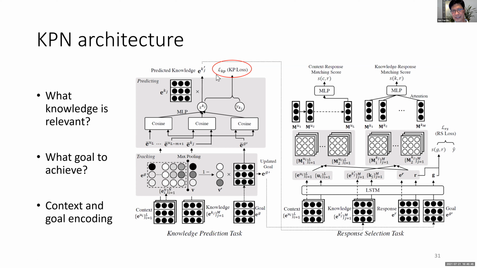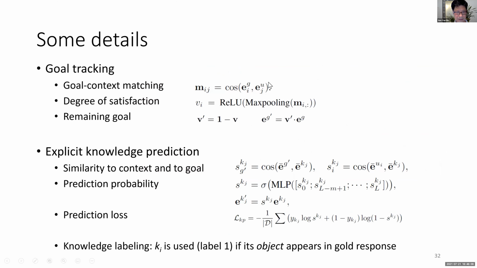And then once the knowledge is selected, we will have some representation of those pieces of knowledge that will be combined with the context and the response in the usual way, as I presented before. So here we will use 3 losses combined to supervise this second step.